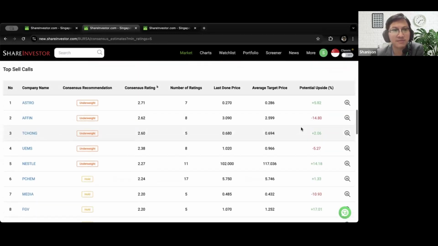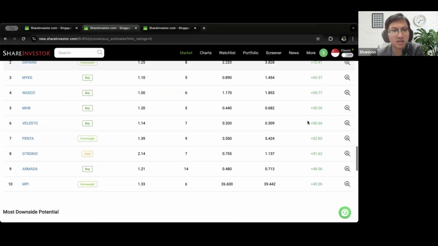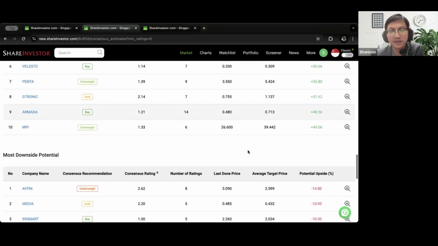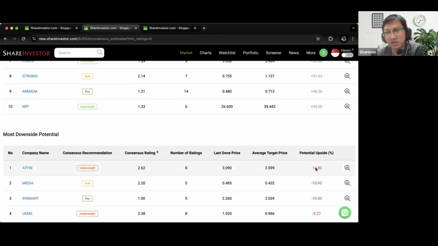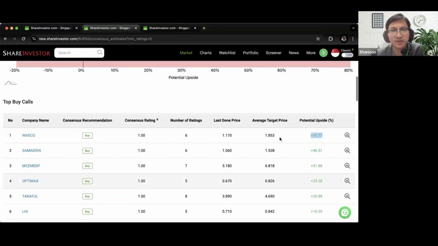Okay. So same thing for the top sell calls, consensus rating. Remember, if it's closer to three, it's closer to a sell call. And this is the number of research analysts who issued this call. There's also the most upside potential in percentage terms, and this is the most downside potential, in percentage terms as well. But don't just look at the percentage return, look at the number of ratings as well, and try to find out more about why research analysts are giving these ratings, so you can make better informed decisions.